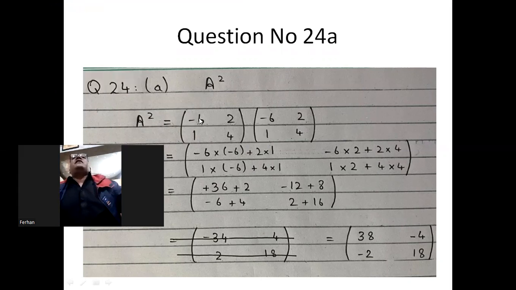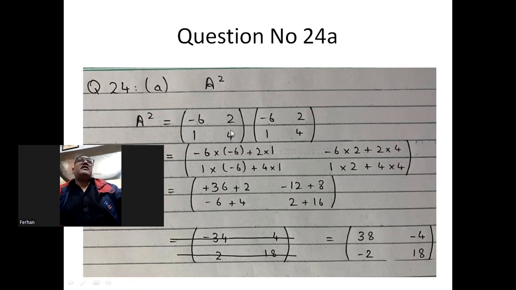So from here, I will take row number 1, and from here, I will take column number 1. I multiply, and you get minus 30 plus 36 plus 2. Then the first row will multiply with the second column, and I will write this answer here. It will be minus 12 plus 8.